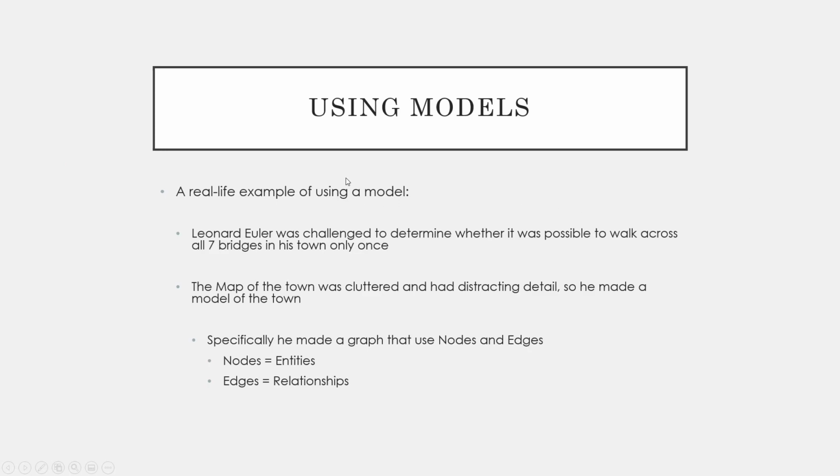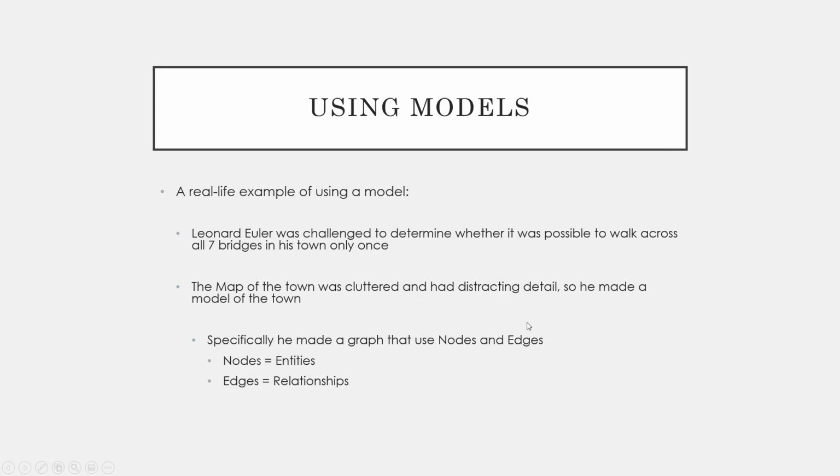So a good example, a real-life example of using a model. There's a man named Leonard Euler who was challenged to determine whether it was possible or not to walk across all 7 bridges in his town only one time. And at the time, the map of the town was very cluttered and had a lot of distracting detail, so he made a model of the town. Specifically, he made a graph that uses nodes and edges.